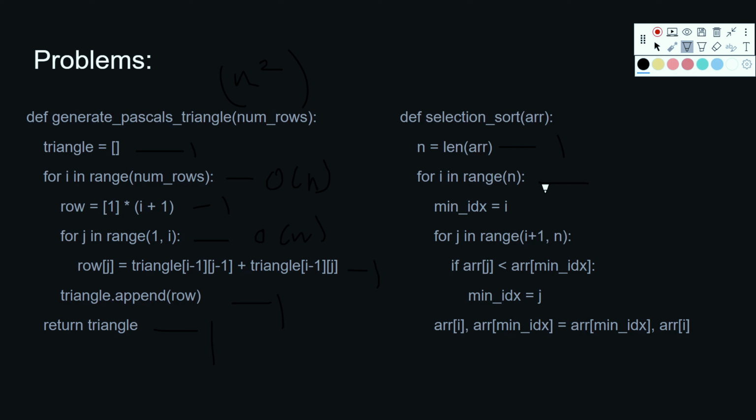We have this loop, where i is initialized with this range value. This range will start from 0 and go till n, which is the termination condition. So we can say that it will take n units of time. This will take 1, and this will again take n units of time, because we are seeing i plus 1 till n, so this will also take n units of time.